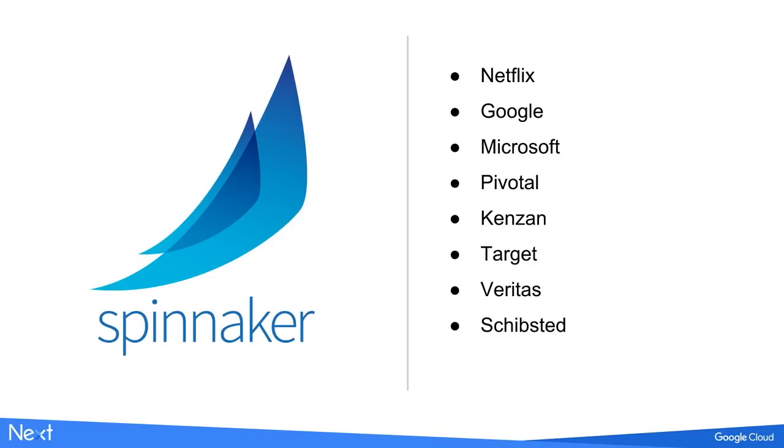Spinnaker is an open source, multi-cloud, continuous delivery platform developed at Netflix. Google joined the project some 3 years ago, and along with other members of the community, like Kenzon, we open sourced it in November of 2015. Google and Netflix, we found a kindred spirit in one another in the way we approach the kinds of problems that Tom described earlier.